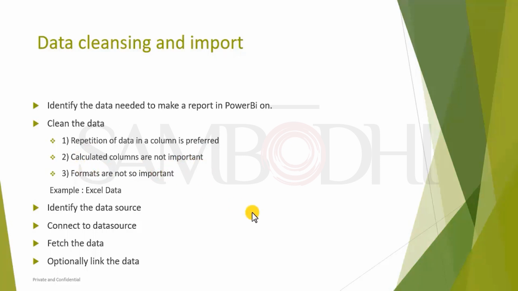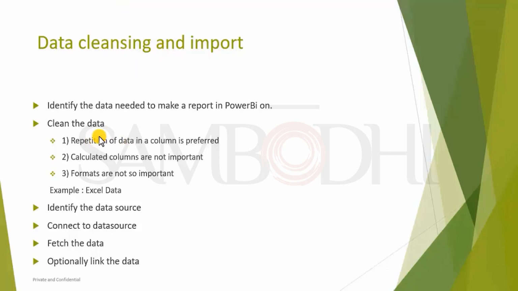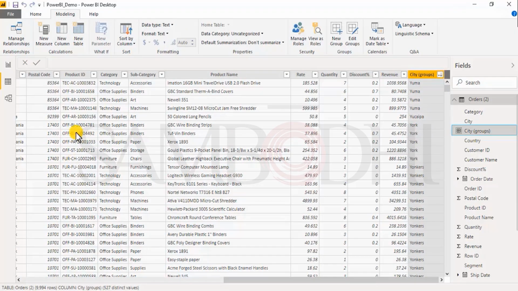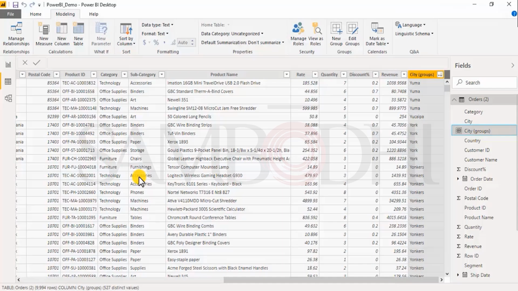Formats are not so important. Like I told you, formats can be changed over here. You can add a new column and you can derive a new formula. So formula is a measure and column is a new column, and type is not important. So these three things we followed. We ensured the data within the column is of the same type. That was one thing. Therefore, repetition of data is preferred, and the data we use is an Excel data.